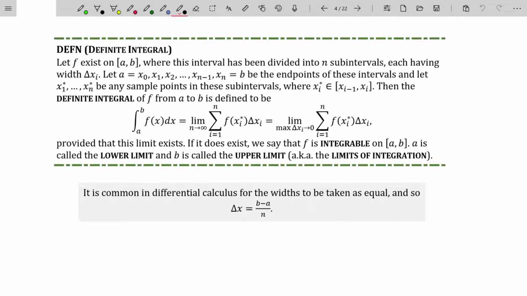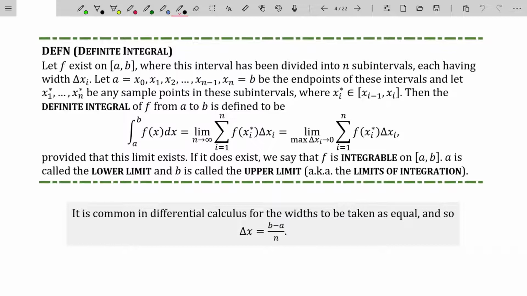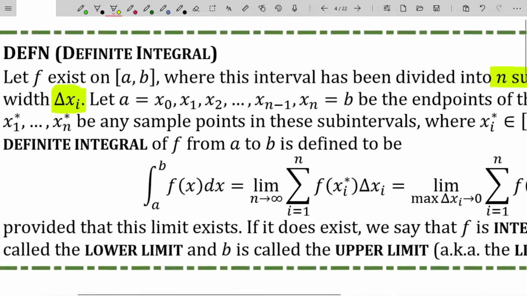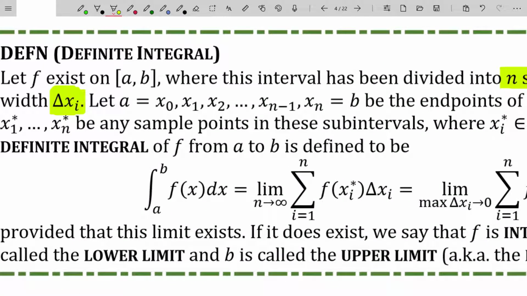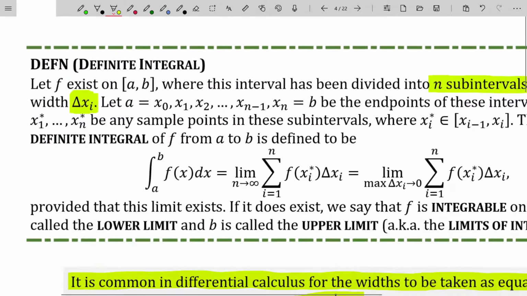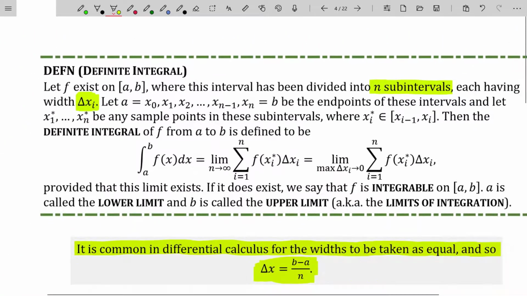Let f be a function that exists on the closed interval from a to b, where this interval has been divided into n subintervals, each having a width of delta x sub i. Now, I wrote delta x sub i there, but really, in our differential calculus and actually integral calculus, all those widths are going to be equal. So it's just going to be a delta x. So you can ignore the sub i there. We're going to let a equal x naught. And then we have x1, x2, x3, all the way to xn, which is b. And those are the endpoints of all the subintervals, which we've already seen in our previous picture over here.